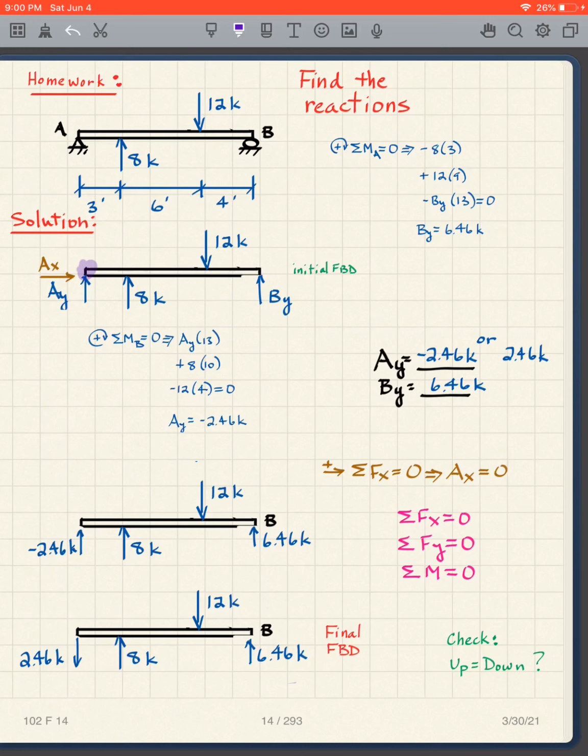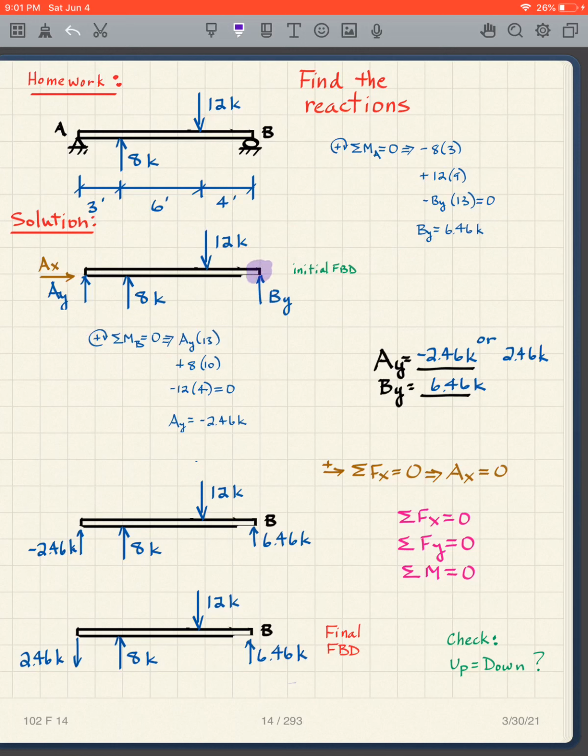Again, moments about A. That's going to be clockwise, so it's positive. This one is going to be about A, counterclockwise, so it's negative. So I have all those. I've got the signs correct. Now I just use algebra to find my solution. It's 6.46 kips. Now I'm going to take moments about B.